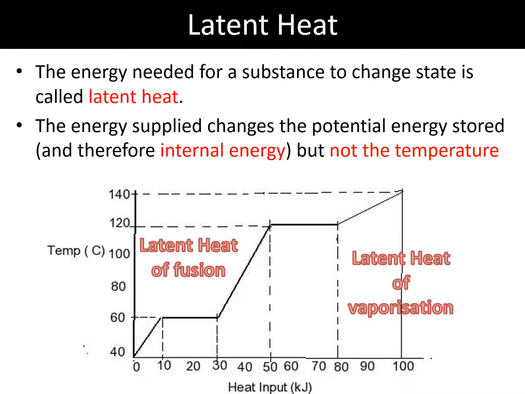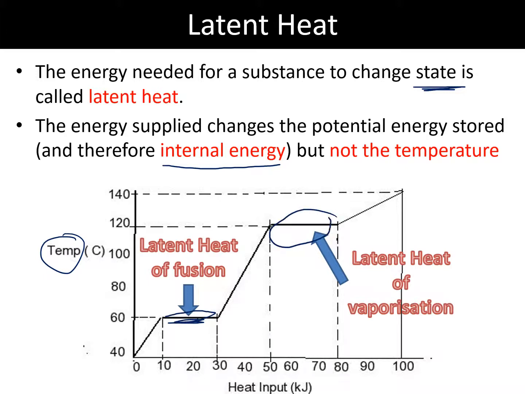Latent heat is the amount of energy, and this is very important, needed to change the state of a material. Effectively, solids are held together by bonds, and they need to be broken in order for it to turn into a liquid, or made weaker. So it's an increase in potential energy and therefore internal energy. Internal energy is essentially total energy in a system. But importantly here, you'll notice that the temperature stays the same, okay, whether we're turning from a solid to a liquid or a liquid to a gas.